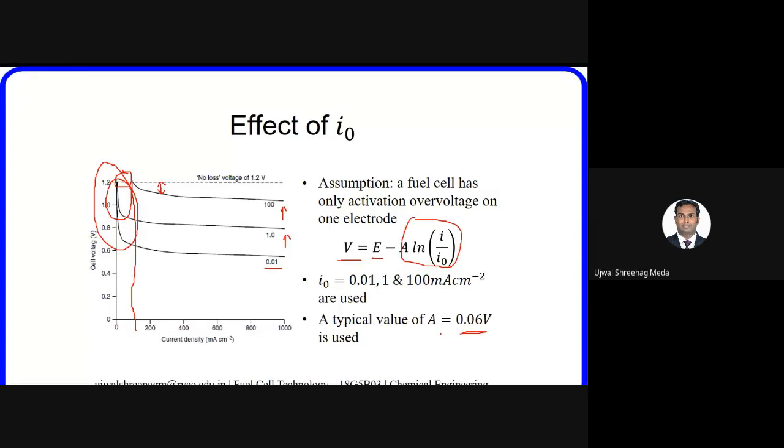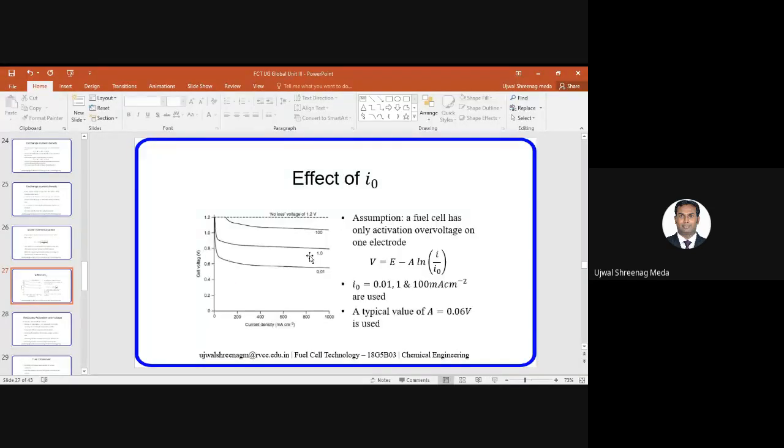So we shall continue with the other three losses in the next class. Don't exit now itself, just wait.